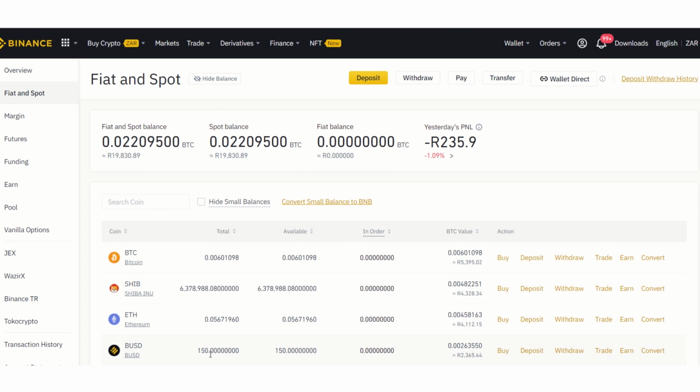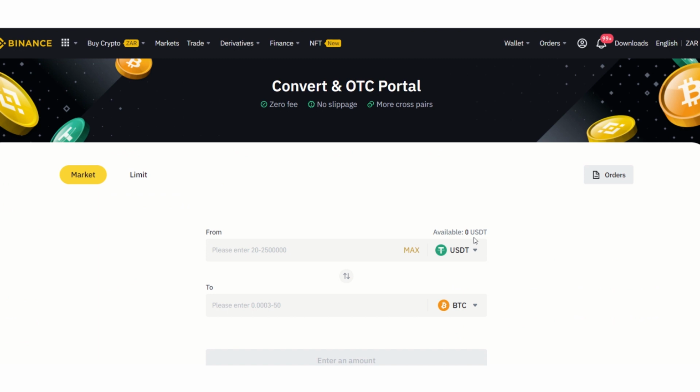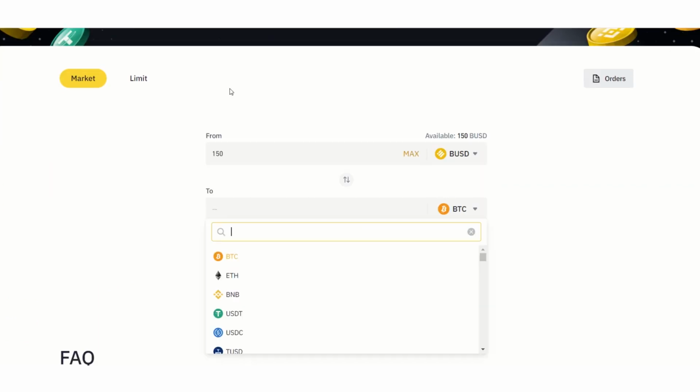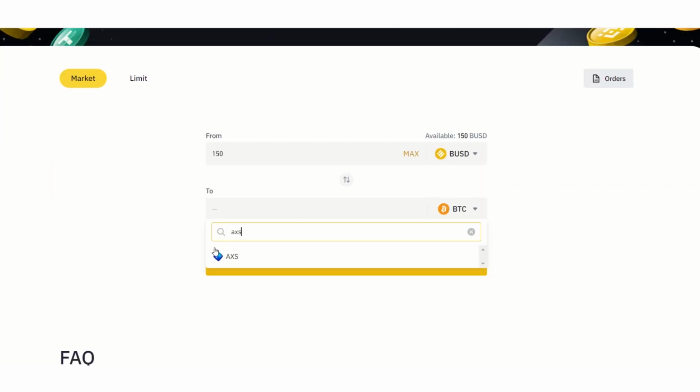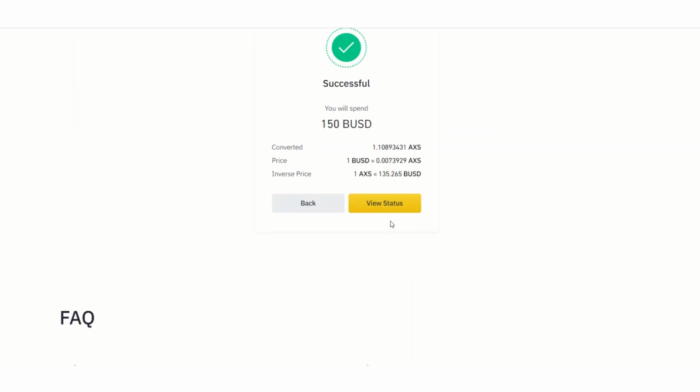And then the next thing that I'm going to do is convert this to AXS. So you click convert, and then you change to BUSD, because that's what I have. And then I say max. What do you want to convert to? I want to convert to AXS. And then you preview. It tells you that you will receive 1 AXS, and then you click convert quickly before it changes, and then it is successful now.